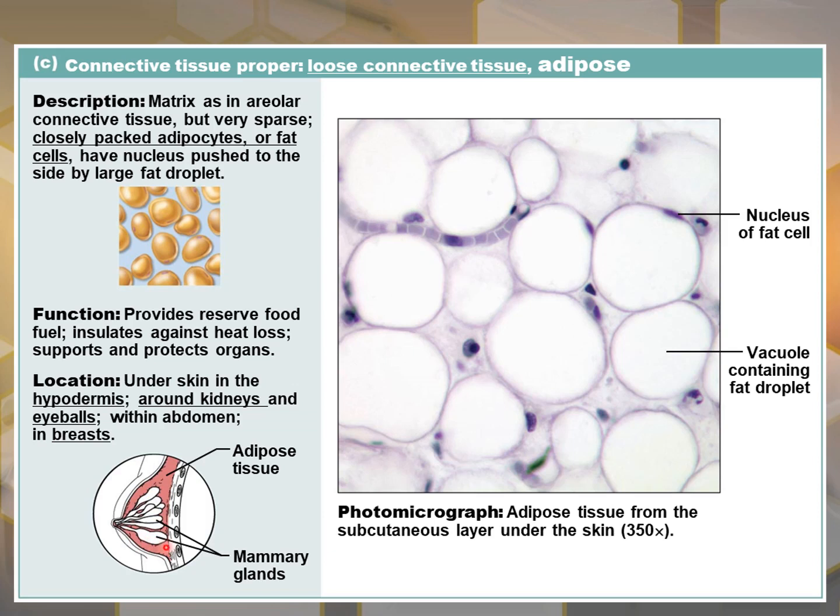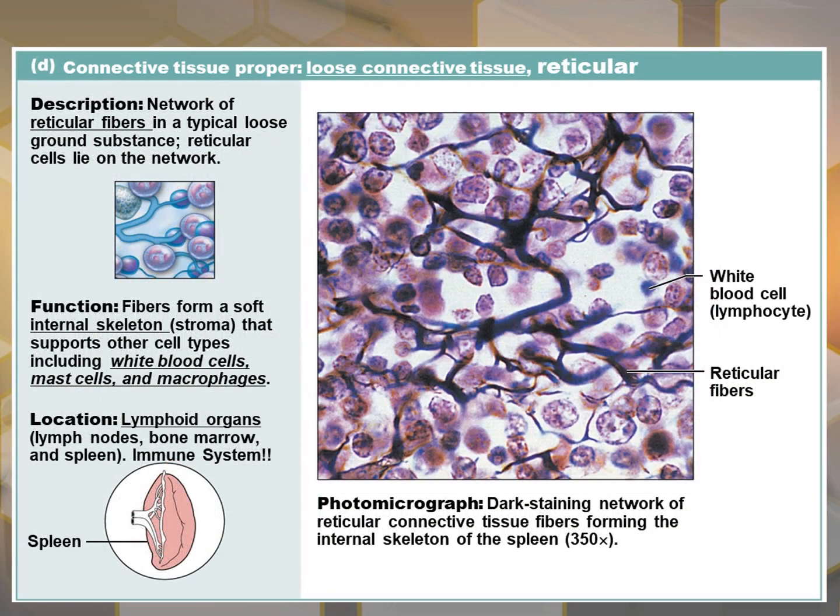But it's also the majority of breast tissue. So we have the mammary glands that are producing the milk, but all around the mammary glands is adipose tissue. Right? And that really determines the size of the breast, not necessarily the mammary glands themselves. Okay.